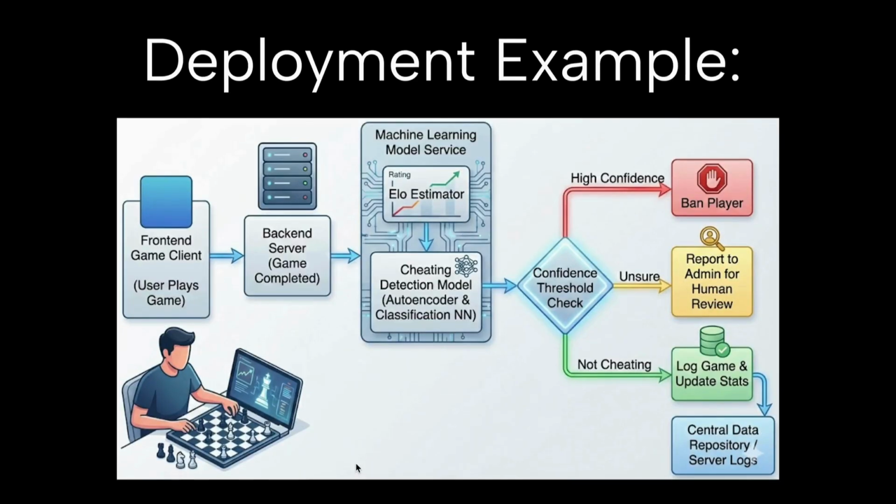Here's a walkthrough of how this would be deployed in real life. This would have to be done on the server side, for instance, by chess.com or any other provider. So on the front end, the user plays the game. Once they're done, the backend will run the completed game through the machine learning model. First it goes through phase 1, which is estimating the ELO, and then given that, it uses our autoencoder and classification neural network to detect whether the player is cheating. Given our confidence threshold, if it's highly confident, it will ban the player. If it's unsure, it will report it to an admin for human review, and if it's not cheating, then it will log the game, update stats, and update the central repository.